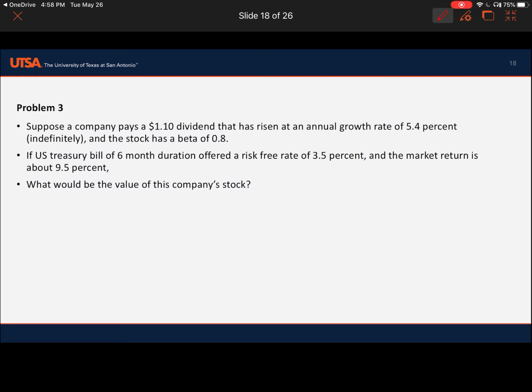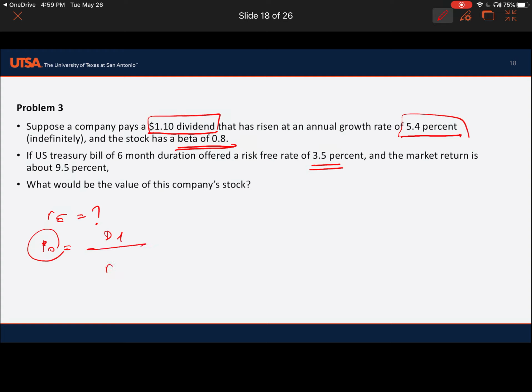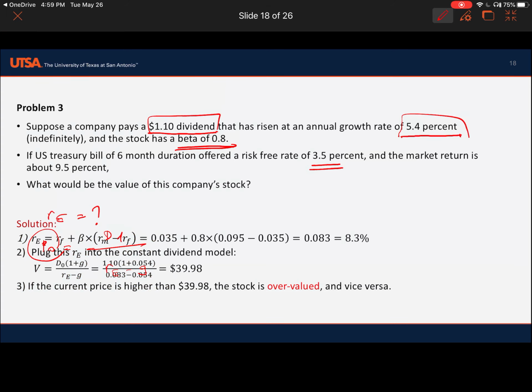Suppose a company pays a $1.10 dividend that has risen at an annual growth rate of 5.4%, and the stock beta is 80%, or 0.8. If a US Treasury bill of 6-month duration offered a risk-free rate of 3.5%, and the market return is 9.5%, what will be the value of the company's stock? First we find the return on equity, and then we find price 0 using the dividend paid at time 1 over return on equity minus growth rate.